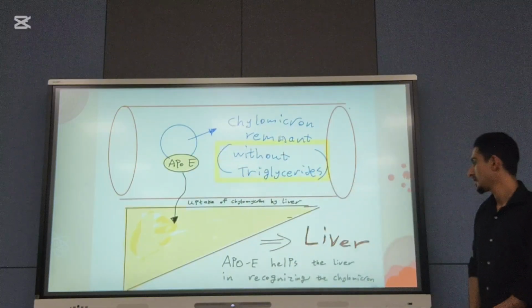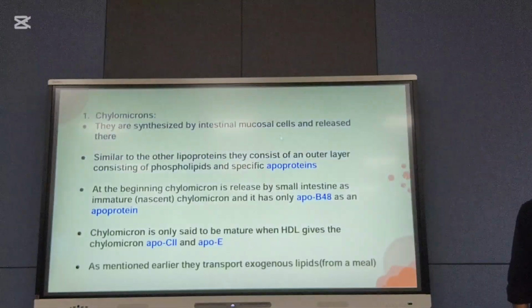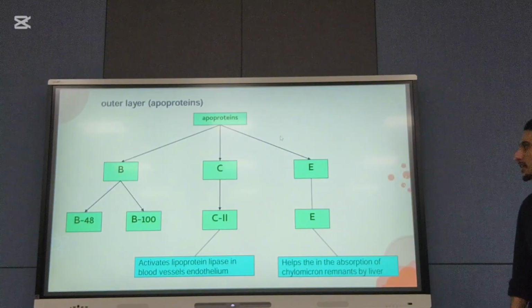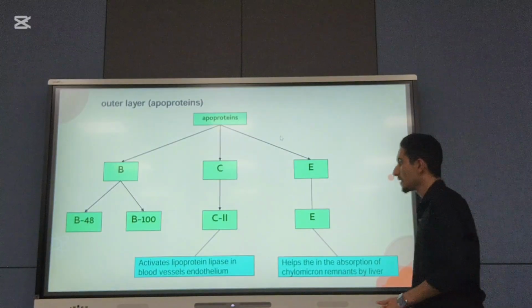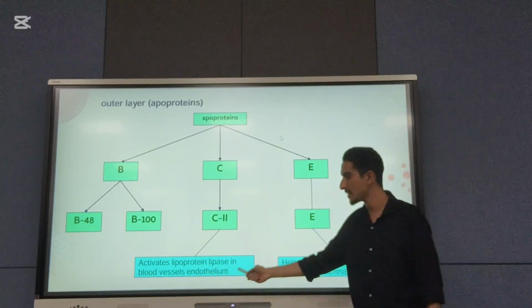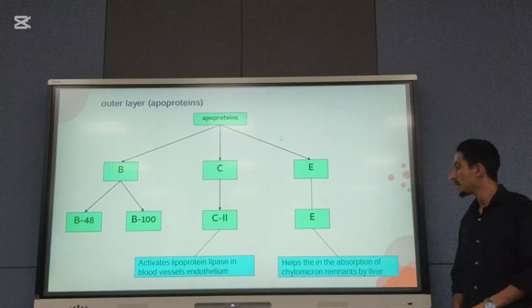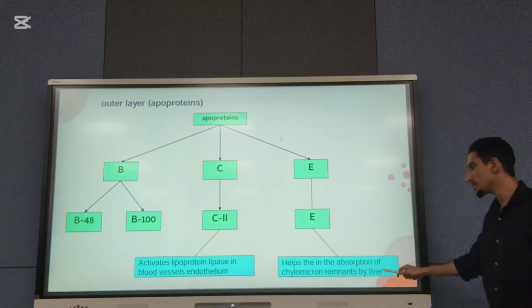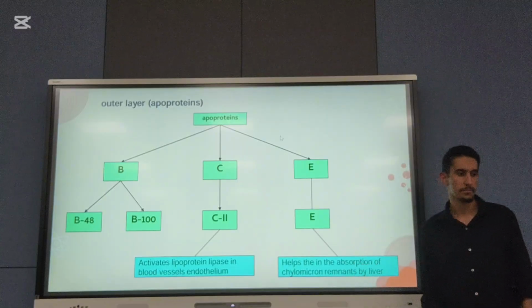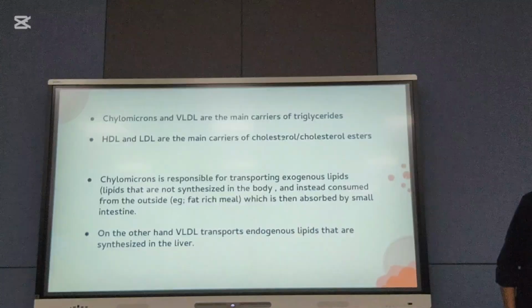Now, when I go back to the previous slide, I said you won't understand it. Now I think it's very clear. Apoprotein C2 activates lipoprotein lipase in the blood vessel endothelium. It's obvious now. And ApoE helps the absorption of chylomicron by the liver. That's it. Uptake of chylomicron by the liver.